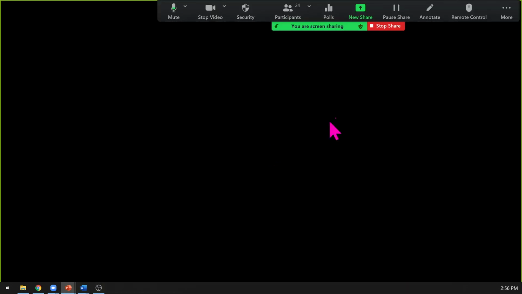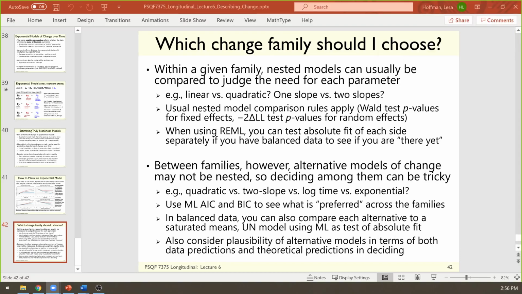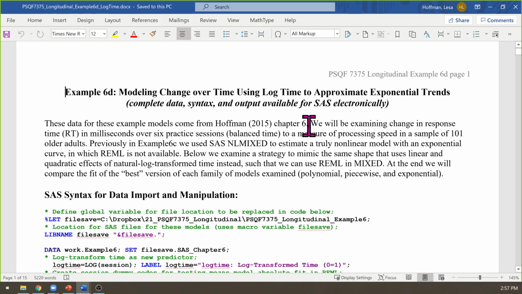So let me show you that real quick. Move out of the way, please. There we go. The other handout, 6D, cheating your way to truly nonlinear change with log time.